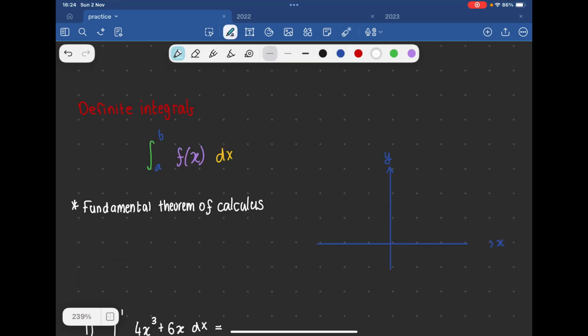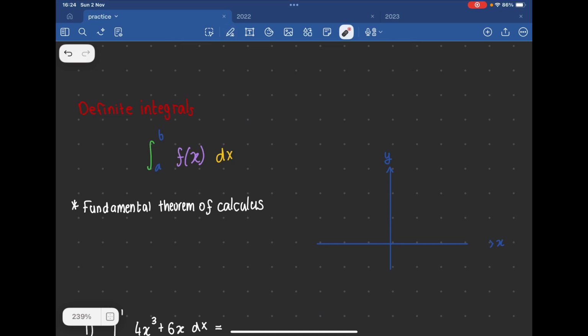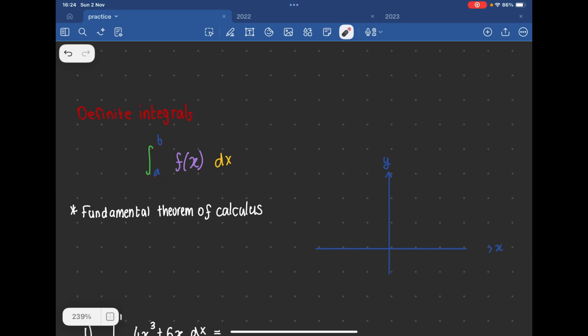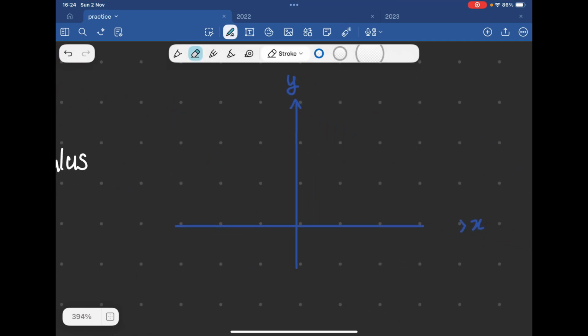So next we're going to move on to definite integrals. The difference between indefinite integrals and definite integrals is that in definite integrals we have these boundaries. So we have this limit here, b, and this limit here, a. And this tells us what area we are integrating with respect to. So a and b are actually points on a coordinate Cartesian plane.